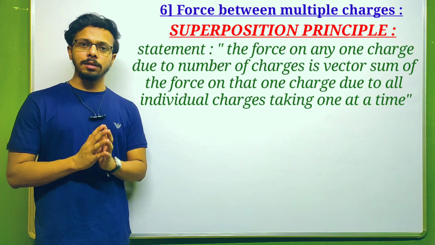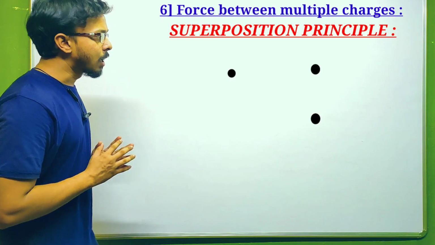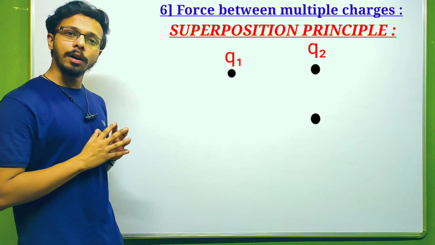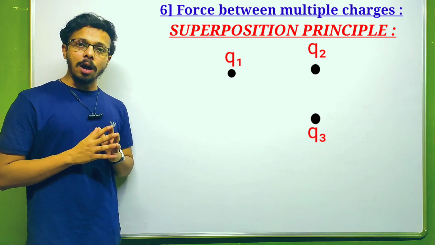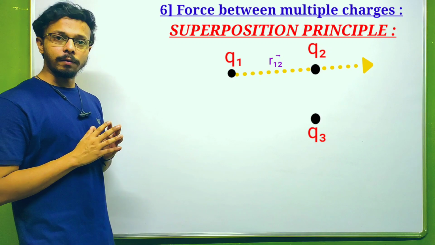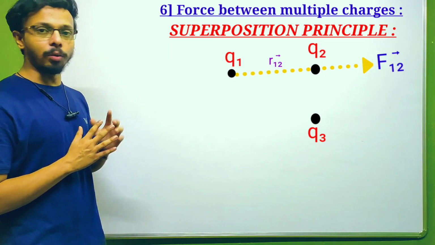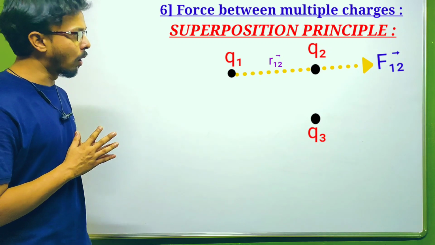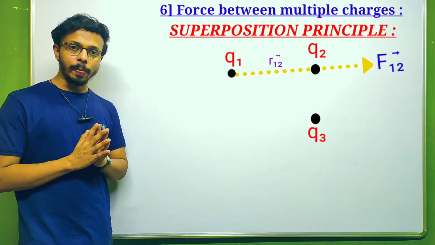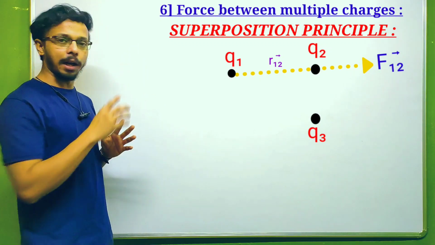To understand this superposition principle, let us consider a system consisting of three charges, Q1, Q2 and Q3. Now the force between Q1 and Q2, from Coulomb's law, is F12, meaning the force on Q1 because of the charge Q2 is F12, and it is directed away from that charge, in that direction.